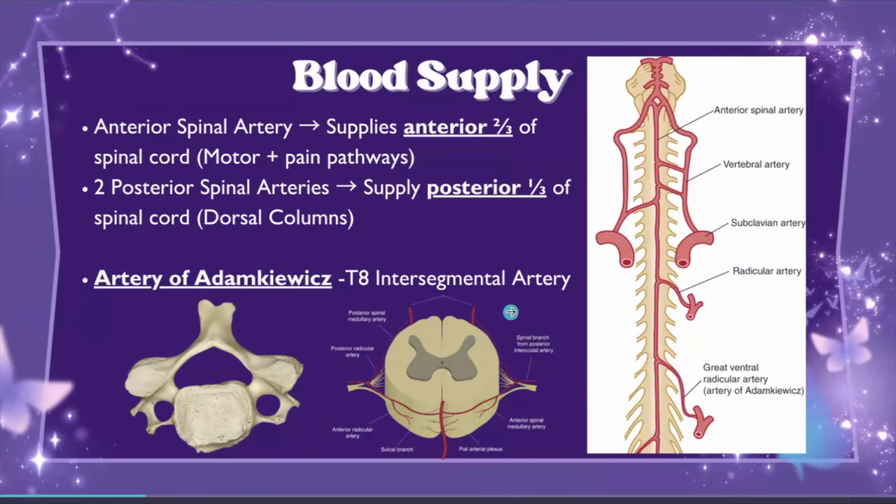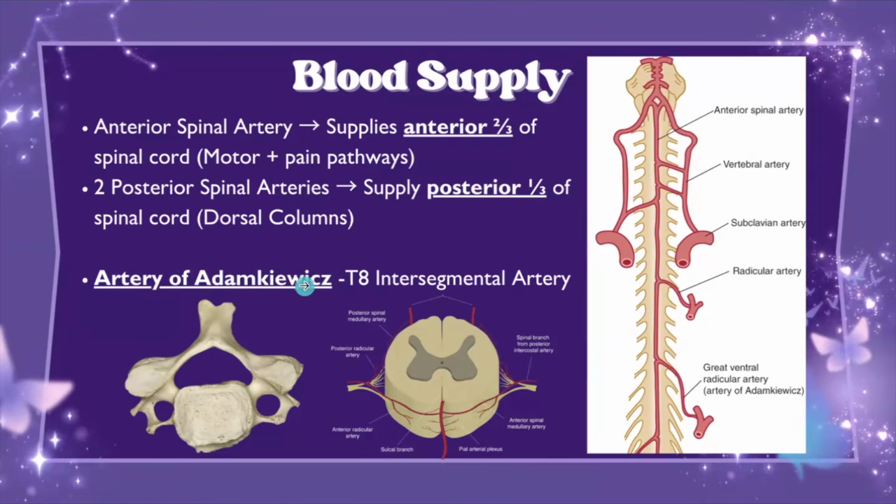But one that I want you to specifically remember is the T8 intersegmental artery. Why is this intersegmental artery important? It is important because it is a direct branch of the aorta. It's also called the artery of Adamkiewicz. I don't know how to pronounce it, to be honest, but just recognize it, please, because they can call it whatever. So you need to be able to know what the question is talking about.